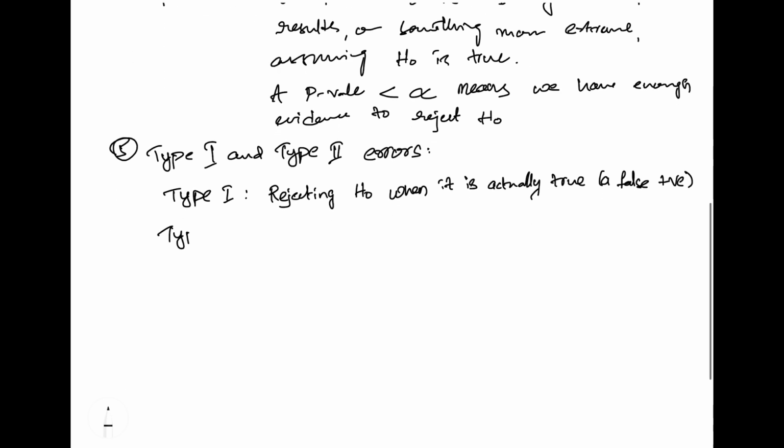Type 2 error is failing to reject H naught when H1 is true.